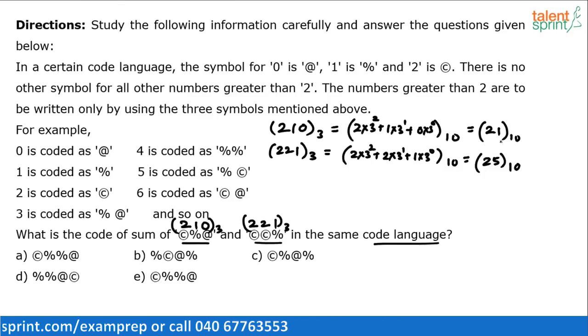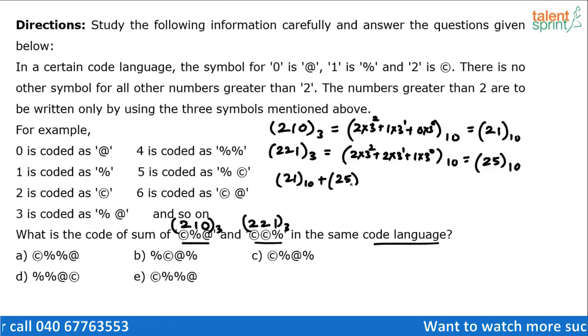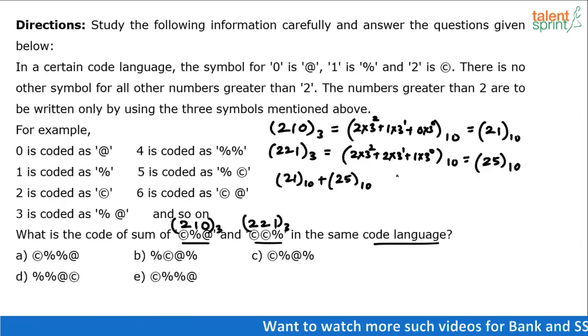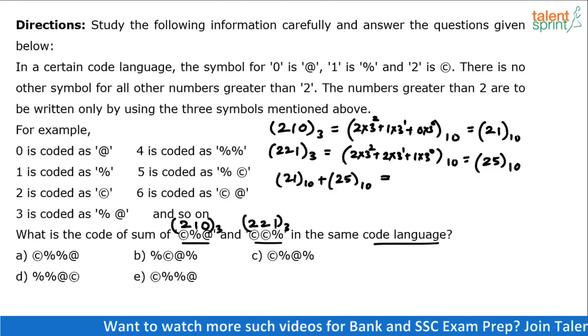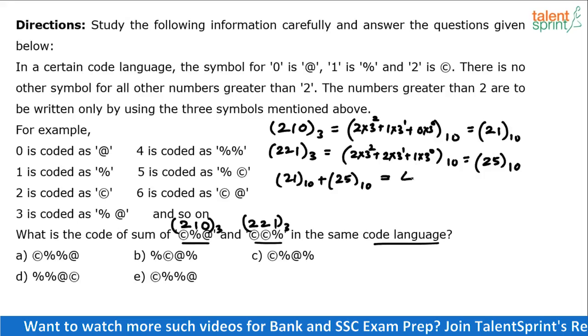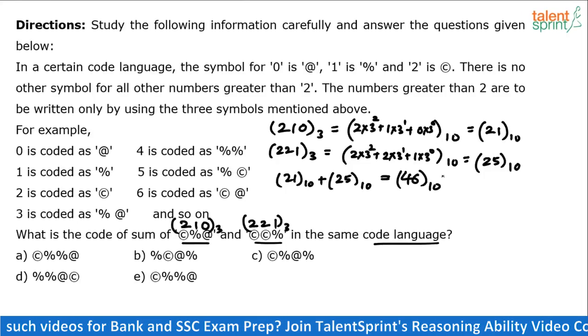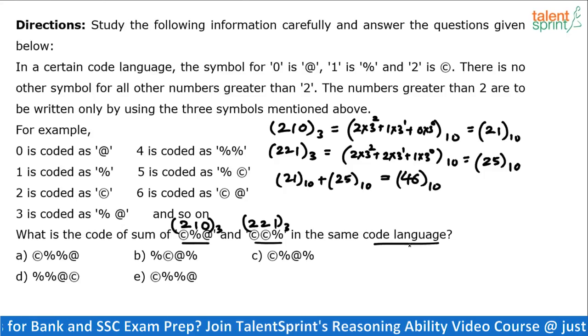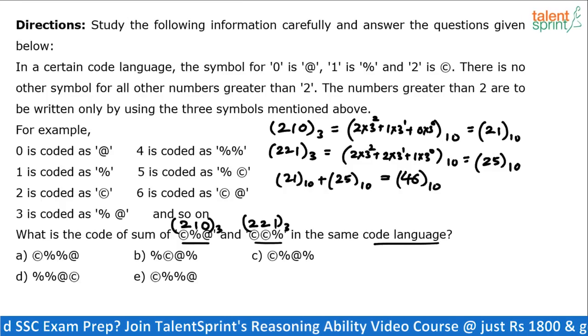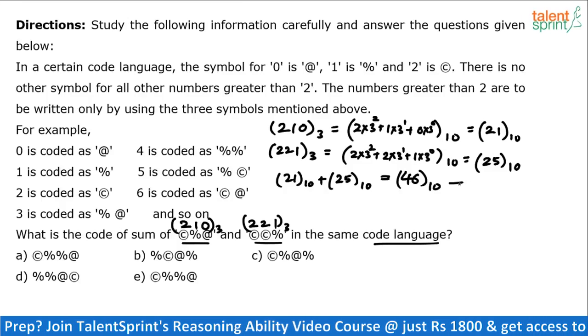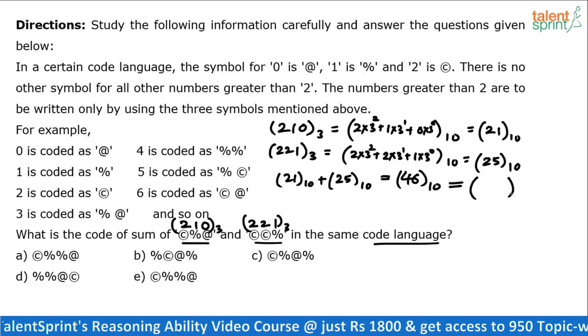Now the sum of these two numbers, 21 in base 10 plus 25 in base 10. Remember, all the calculations that we do in our day-to-day life are with decimal numbers only, right? We follow the decimal number system. So you know what 21 plus 25 is? 21 plus 25 is 46, that is 46 in base 10. But then the required answer is what? In the same code language. He is requiring the answer in the same code language, meaning we have to convert this 46 in base 10 back to base 3.